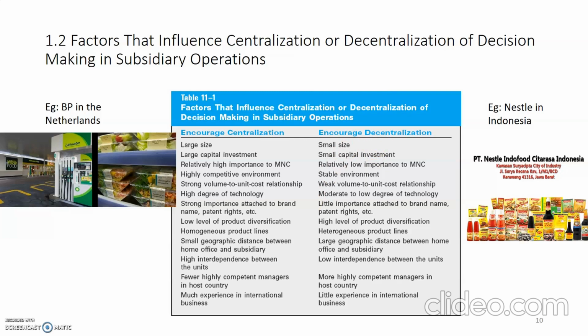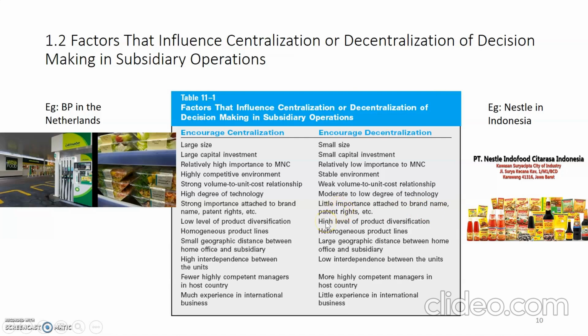If the subsidiary has a weak volume to unit cost relationship, this shows small capital investment and low importance. And if the subsidiary has a moderate to low degree of technology, it shows that the cost of capital is low in that location. So it is better for decision making to be decentralized. If the subsidiary has little importance attached to brand name, patent rights and so on, decision making should be made by the subsidiary.